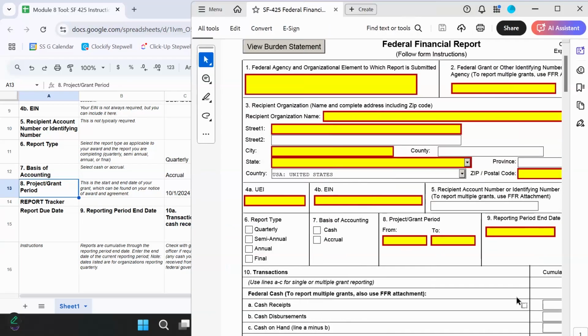Box 9 through the rest of the form will be specific information for your reporting period. This instructional tracking sheet is set up so each of your reports will be drafted here prior to completing the SF425 PDF form or in the portal.